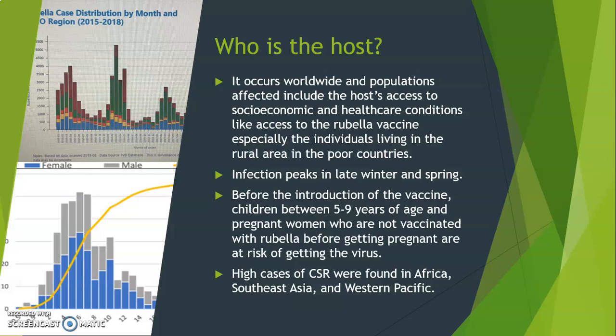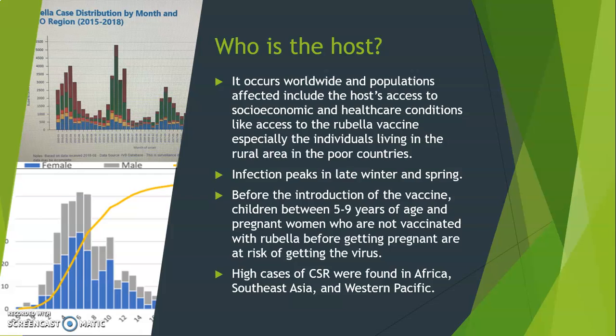Before the introduction of the vaccine, children between 5 to 9 years of age and pregnant women who were not vaccinated against rubella before getting pregnant were at risk of getting the virus. High cases of CRS were found in Africa, Southeast Asia, and the Western Pacific.